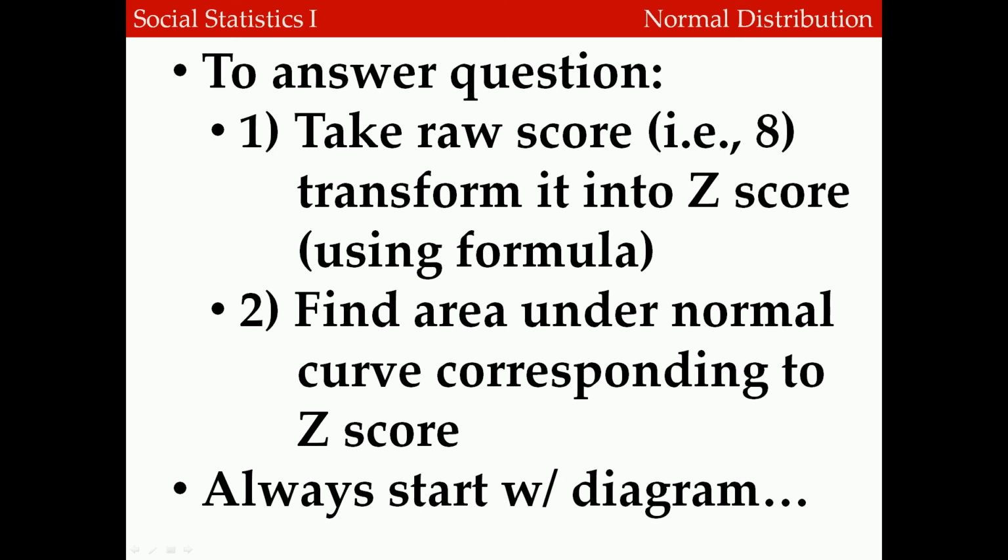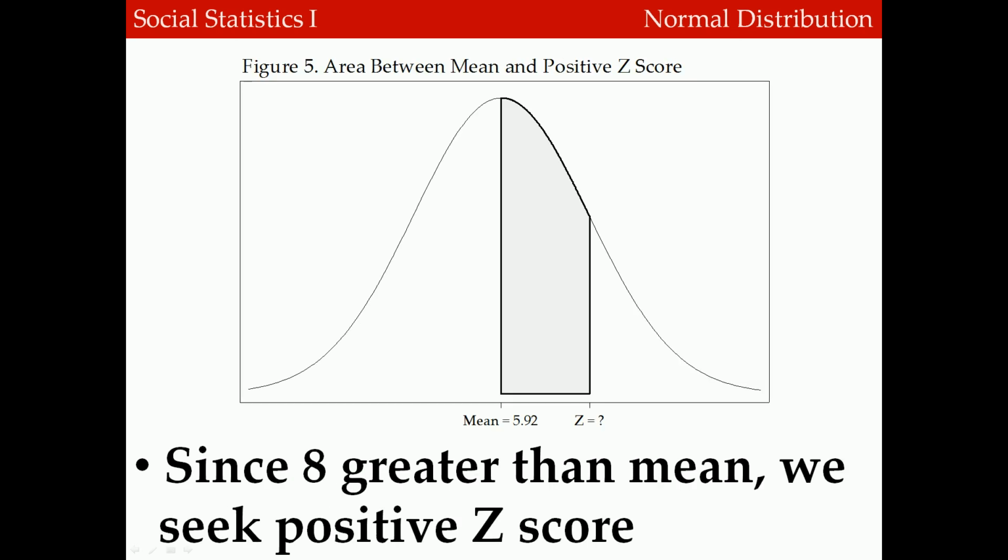Then we'd find the area under the normal curve corresponding to that z-score. It's always helpful to start with a diagram. And so this diagram here illustrates the distribution of the variable word sum. And we can see that we're looking for an area that's corresponding to a positive z-score, because 8 is greater than the mean. Recall that the mean is 5.92.